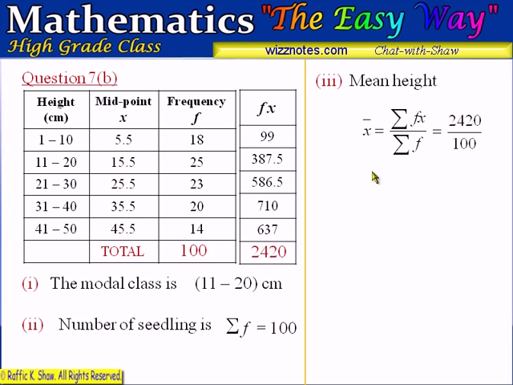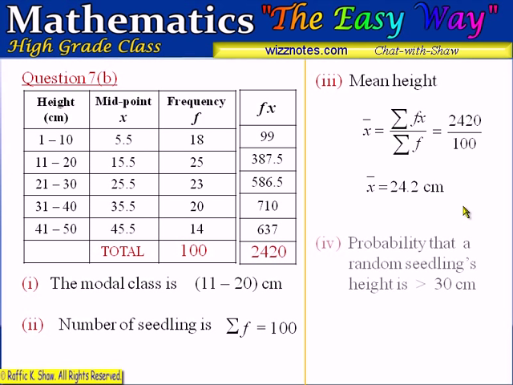So based on this table, the mean height would be 2,420 divided by 100, and so the mean height is estimated to be 24.2 centimeters. That's the mean height of the seedlings, and that's the answer for part 3.